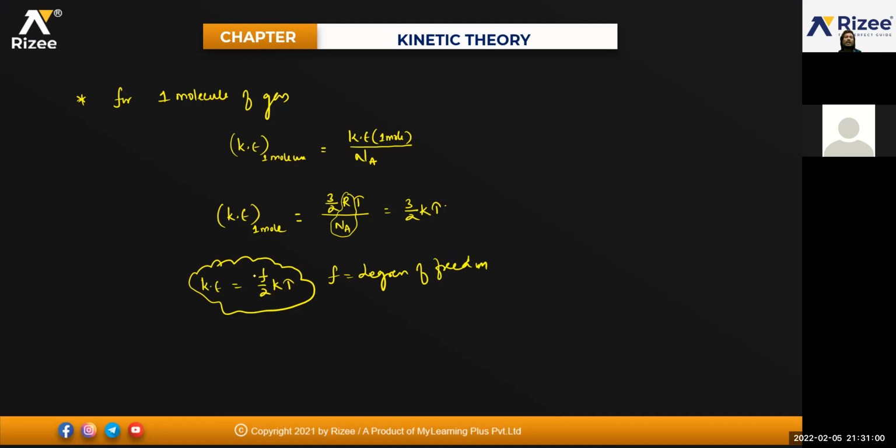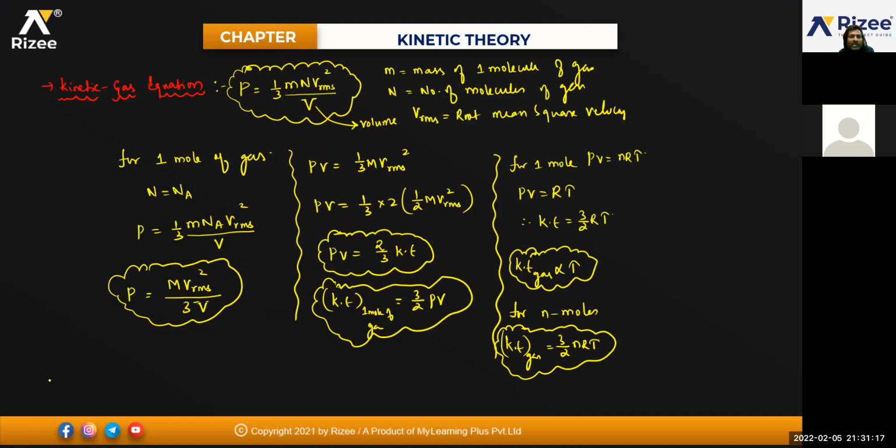Okay. So kinetic energy for 1 mole of a gas in terms of degrees of freedom, I can also write as f/2 into k into T. For monatomic gas, f will be 3; diatomic gas, 5; for triatomic gas, it will be 6. Like that, we can go on writing the relations. So these are some of the standard formulas of the kinetic gas equation.